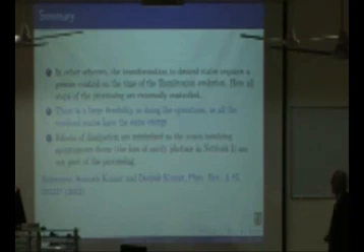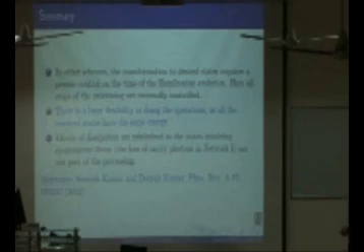Okay, to summarize. In other schemes, transformations to desired states require precise control on the time of the Hamiltonian evolution. Here, all steps of processing are externally controlled. There is a large flexibility in doing the operations, as all involved states have the same energy. Effects of dissipation are minimized, as states involving spontaneous decay are not part of the processing. And in the first network, loss of cavity photons is also not that important.